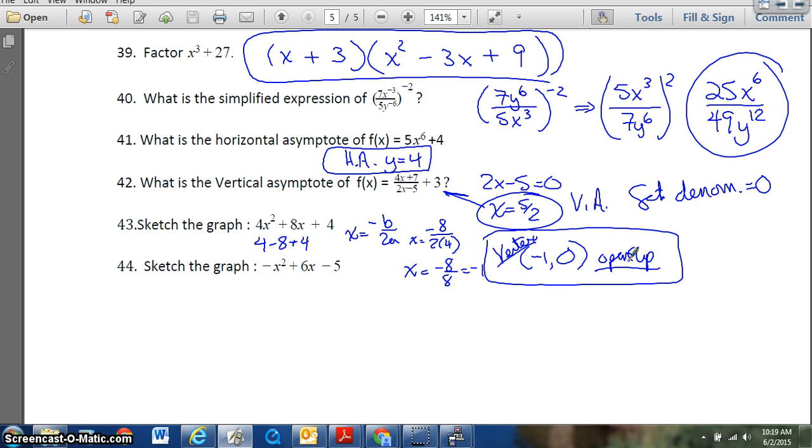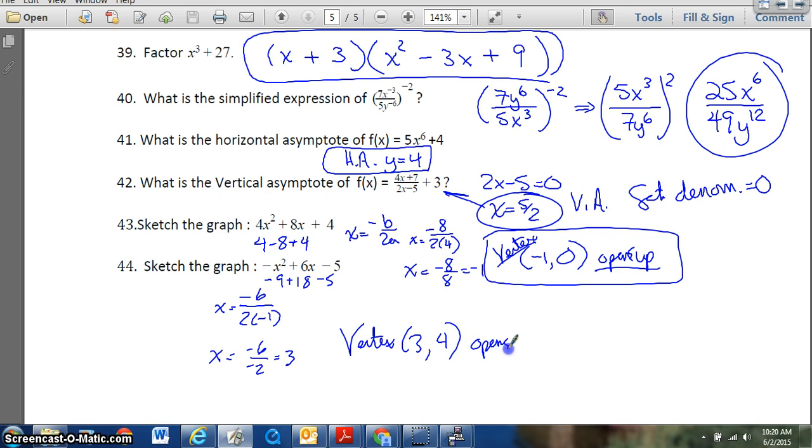Down here, if I sketch this graph, this would be negative 6 over 2 times negative 1 for my vertex, which would be negative 6 over negative 2, so positive 3. So my vertex has an x-coordinate of 3. If I put 3 back in here, I get negative 9, I get 18 minus 5. So 9 minus 5 is 4. So my vertex is there, and this opens down.